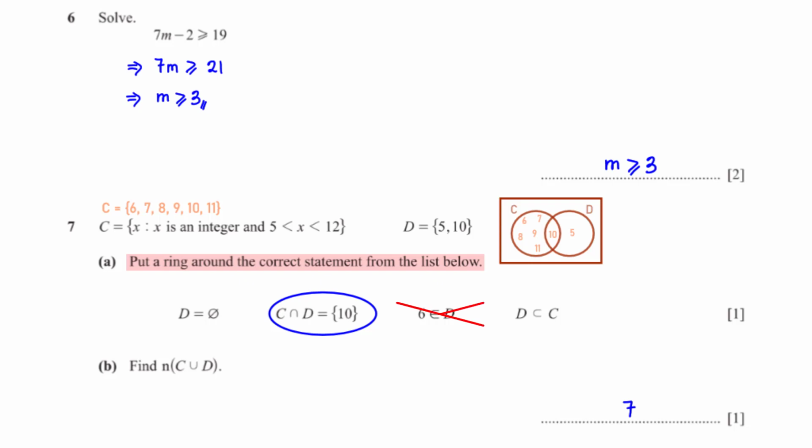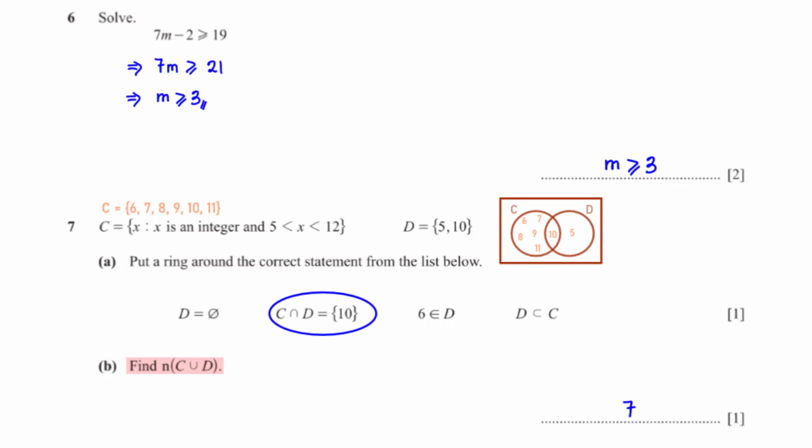The third option is also out because set D does not contain 6. The fourth option is also out because if D is a subset of C, then C must contain 5 and 10. However, C does not include 5. The second option is correct because there is only one element common to C and D, and that is 10.